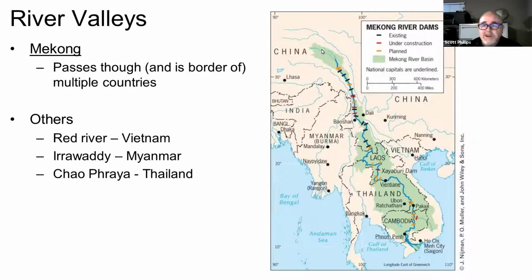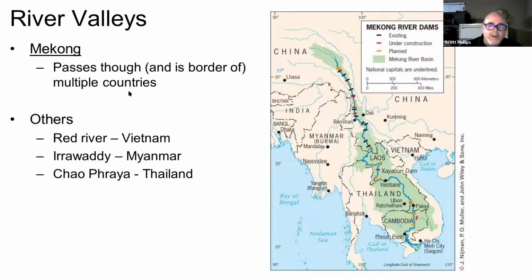It originates in China, and then it goes all the way down through many of the countries of Southeast Asia. In fact, it's the border for many of the countries. In Europe, there's a long river called the Danube, which forms the border of many European countries and extends a long way through Europe. So this is kind of similar to that. It's like the Danube in Europe, but it extends down through Southeast Asia.